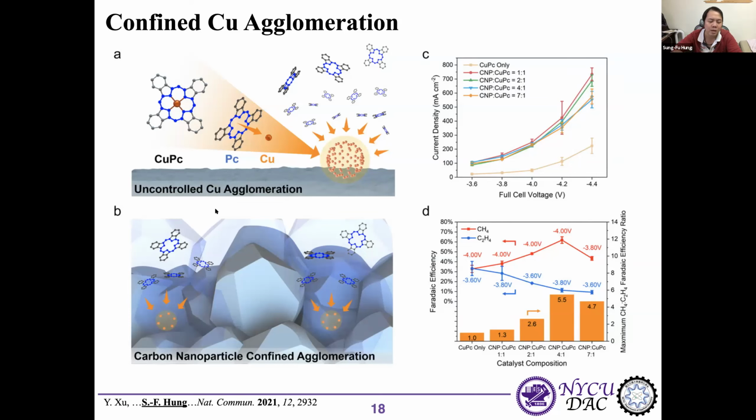So with introducing the carbon nanoparticle, the methane selectivity increases from 33% to 62%. And the current density also increased from 40 milliamp per centimeter square to over 200 milliamp per centimeter square. So the maximum partial current density can achieve 136 milliamp per centimeter square for this system.